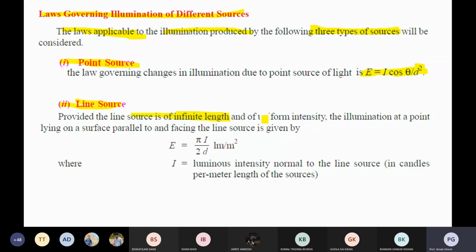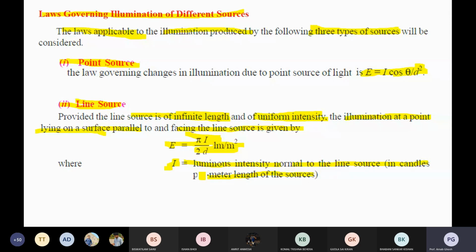The illumination at a point lying on the surface parallel to and facing the line source is given by E equals pi I by 2d lumen per meter square. That's the formula. Here I equals the luminous intensity normal to the line source in candela per meter length of the source.